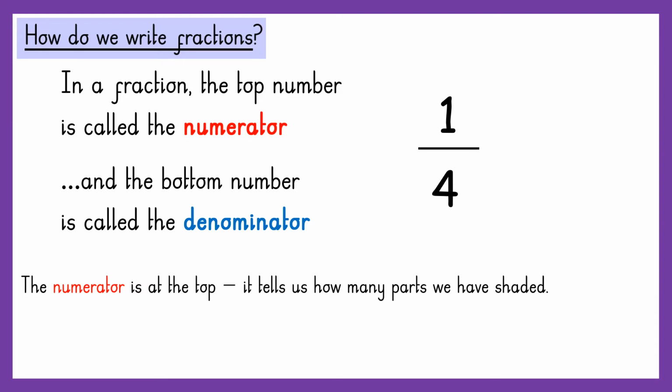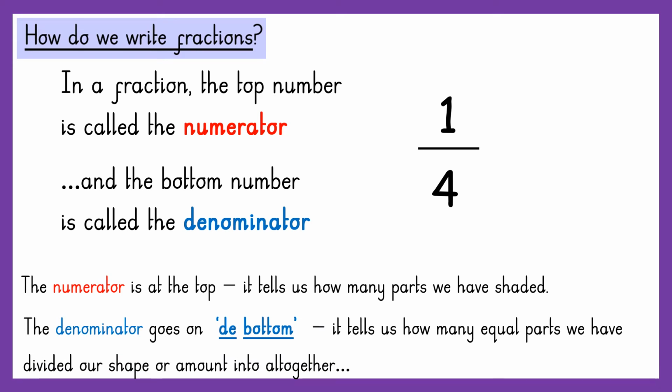The numerator is at the top, and it tells us how many parts we have shaded. The denominator goes on the bottom. It tells us how many equal parts we have divided our shape or amount into altogether.